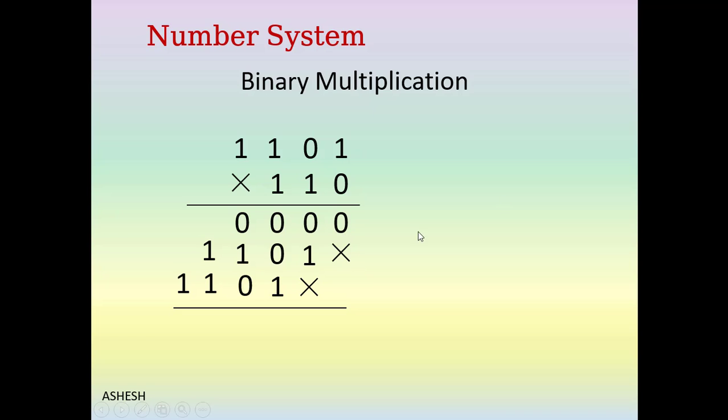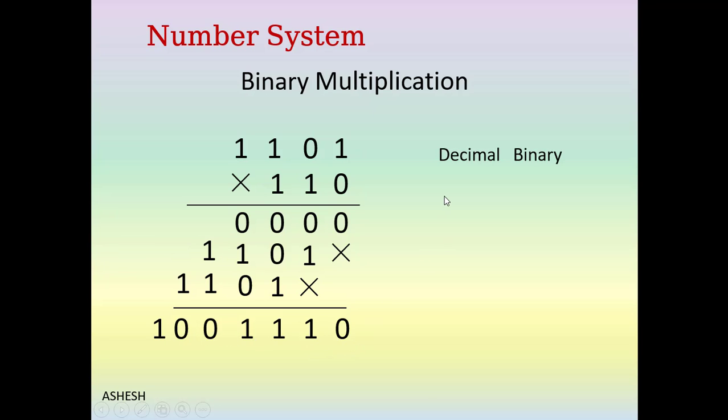Now 0 will be put here. 0 plus 1 is 1. 0 plus 0 is 0, and 0 plus 1 is 1. 0 plus 1 is 1. 1 plus 0 is 1. 1 plus 1 is 10. We'll put down 0 and we have carry 1. Adding carry 1 plus that 1 is 10. Now our answer is 1001110.